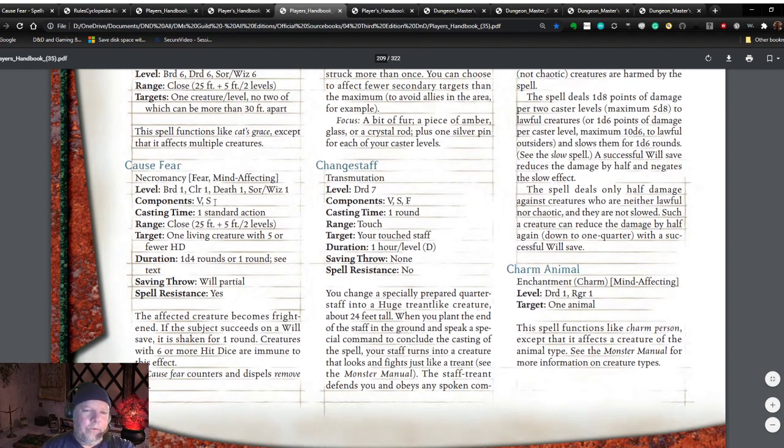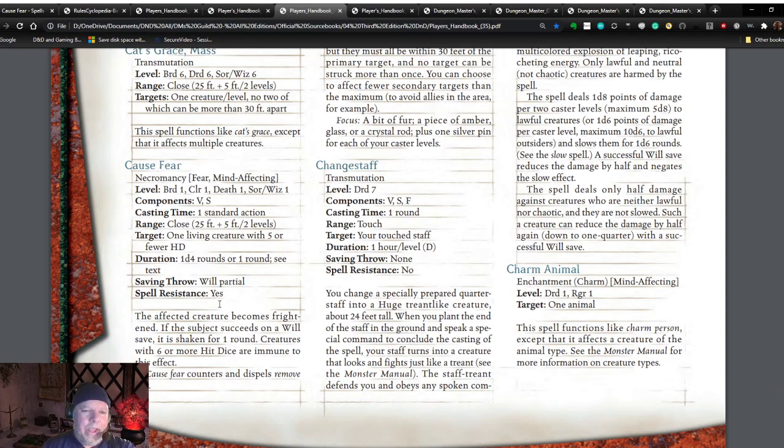So components are verbal somatic, 1 action, 25 feet plus 5 feet every 2 levels, 1 living creature with 5 or fewer hit dice. Okay, so now we're starting to put limitations on how tough the creature can be. And then will may negate it. All right, so effective, a creature becomes frightened, succeeds on a will save, it's shaken for 1 round. Creatures with 6 or more hit dice are immune to this effect.